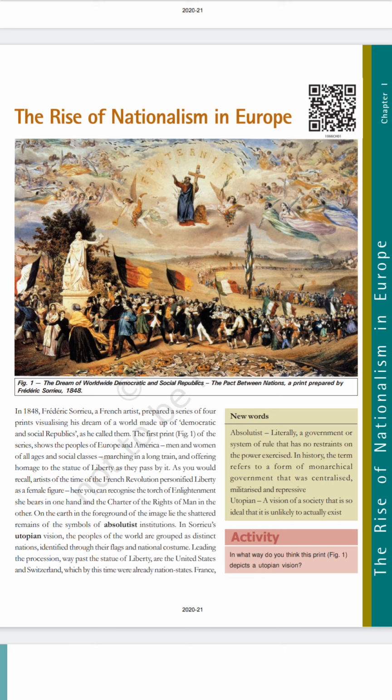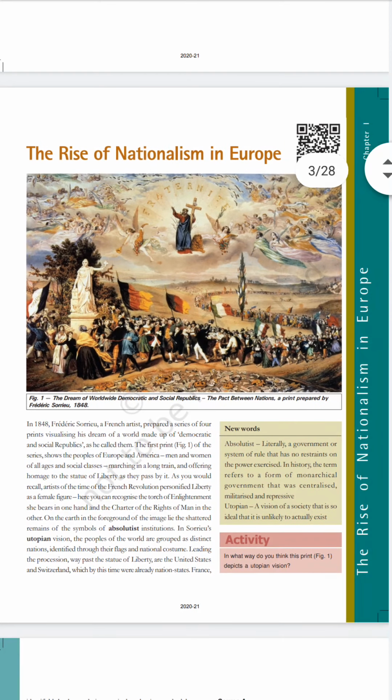First of all, you can see a picture, figure 1. Just observe figure 1, The Dream of Worldwide Democratic and Social Republic, a painting prepared by Frederick Sorrieu in the year 1848. Frederick Sorrieu was a French artist. He prepared a series of paintings for printing, and those prints visualized his dream.